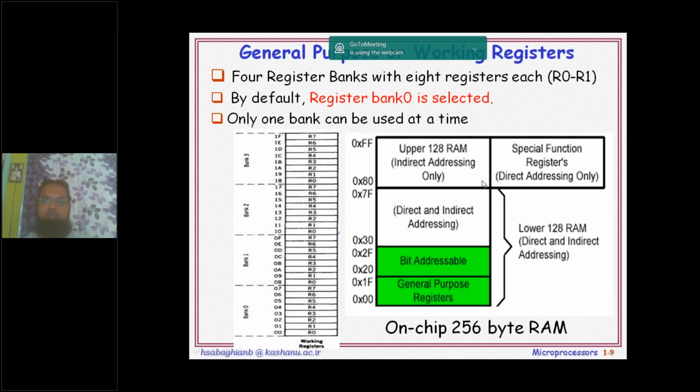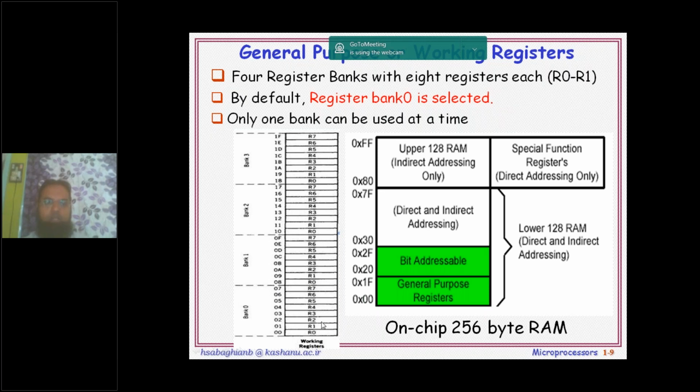Indirect addressing mode means the memory locations are accessed through the register. The lower 128 bytes of RAM are further divided into 3 parts. One is the general purpose registers, which are 32 locations, 00 to 1F. These 32 locations are divided into 4 banks, bank 0, 1, 2, and 3, and each bank consists of 8 registers, R0 to R7.